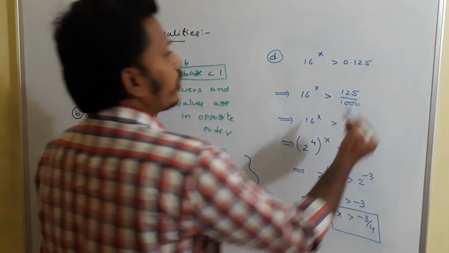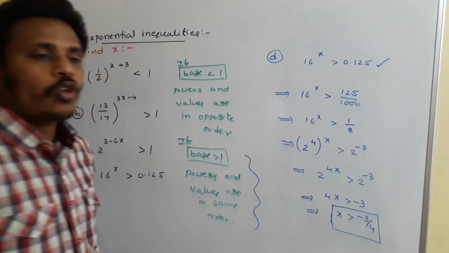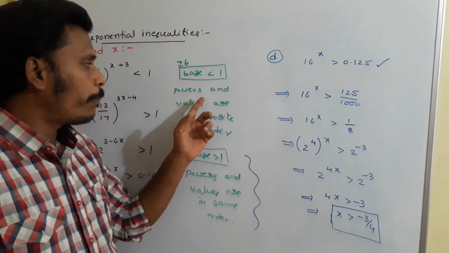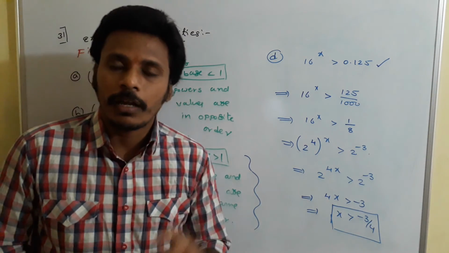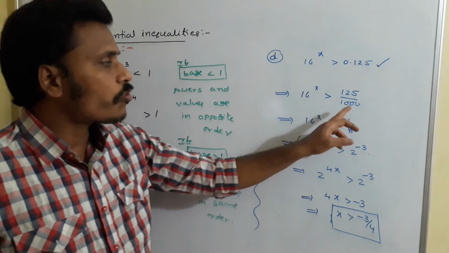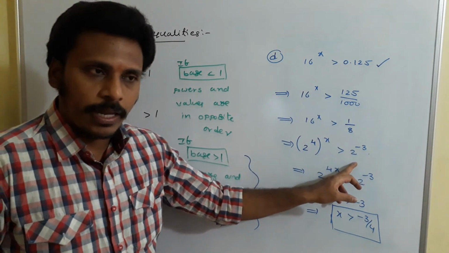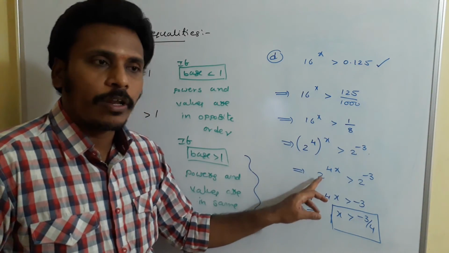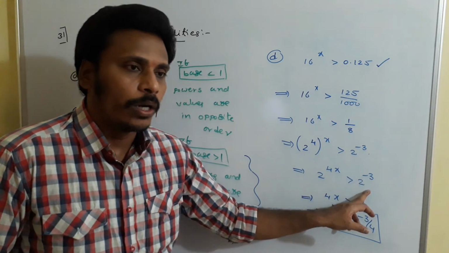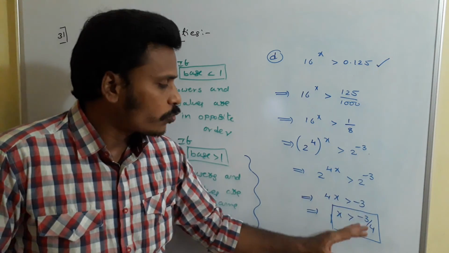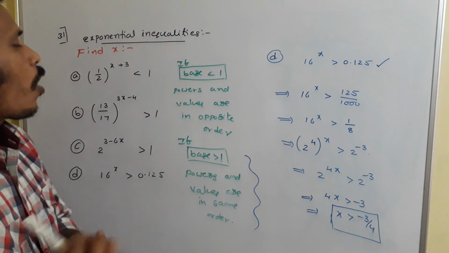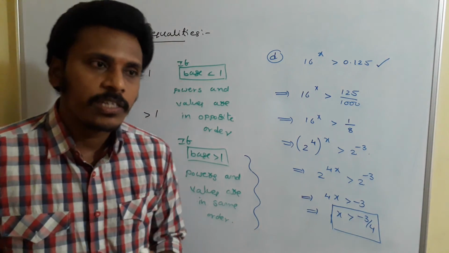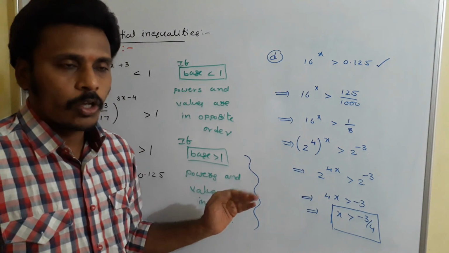Look once again, this is the given problem. To solve exponential inequalities by using either of these two rules, we need to get equal bases on both sides. For that, we rewrite the right side as 2^(−3), the left side as 2^(4x), and at the end the bases are equal. So use the same symbol, and x is greater than minus 3 by 4. Okay, this is the way of solving exponential inequalities using these two rules. Okay, that's it.